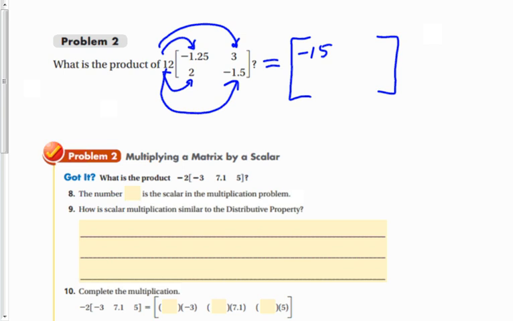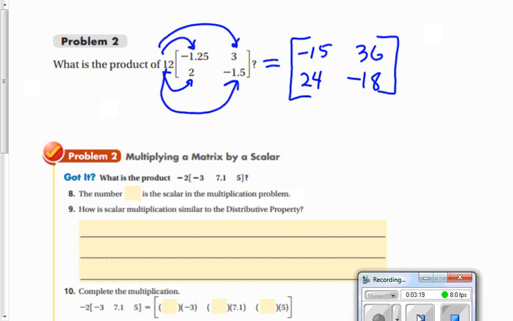negative 15, 36. 12 times 3 is 36. 12 times 2 is 24. And 12 times negative 1.5 is negative 18. Go ahead and try that.